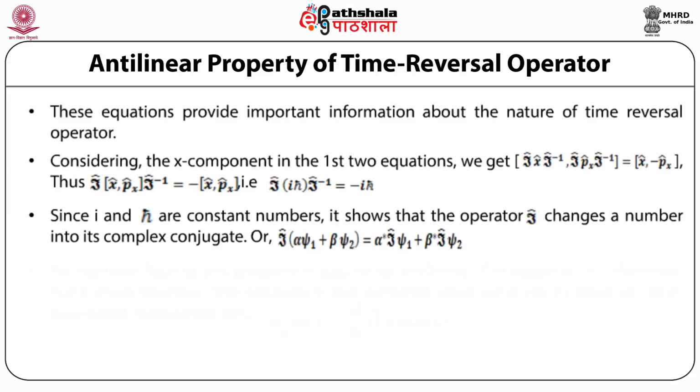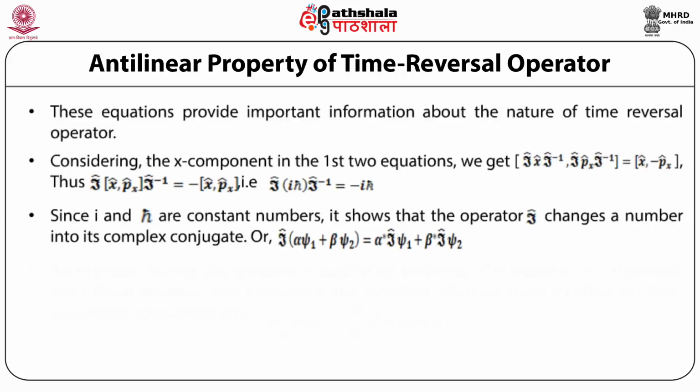And using these two relations, one can thus say that the time reversal operator acting on i h cross times the time reversal operator inverse is minus i times h cross, where i is the imaginary number, square root of minus 1, and h cross is h upon 2 pi, where h is Planck's constant. So in this manner, one can see that both i and h cross are constant numbers, and it shows that the time reversal operator changes a number into its complex conjugate. So if the number is a complex number, then the operation of the time reversal operator on that number simply changes that number into its complex conjugate.